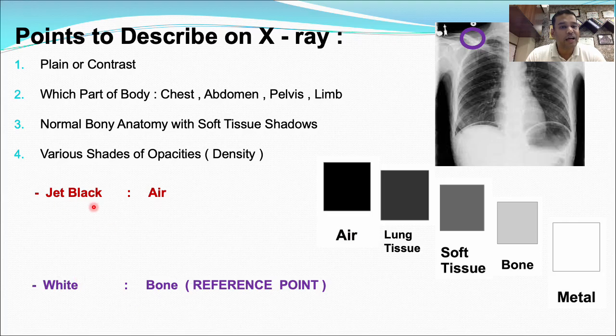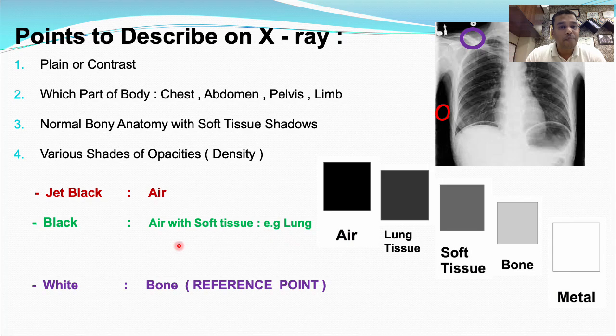Next is jet black. Air is jet black. You could appreciate air is jet black. So you can say this is the person's chest. In this area there is air, there is no soft tissue, no bone. So this is jet black. This is called jet black, because it is pure air.